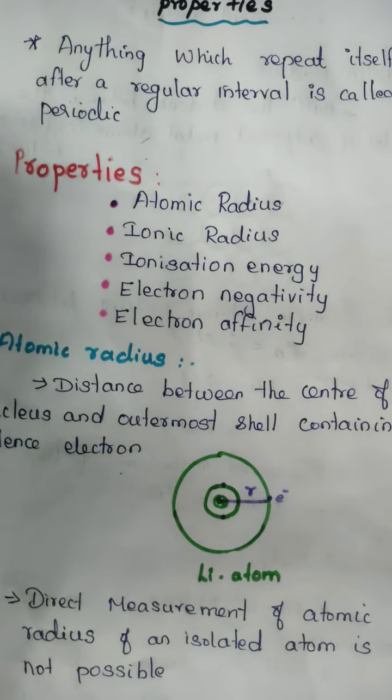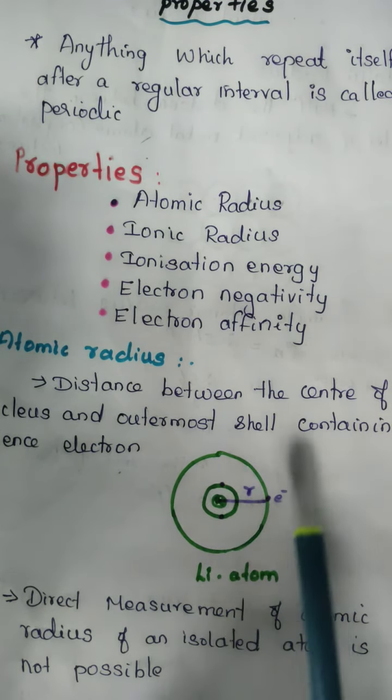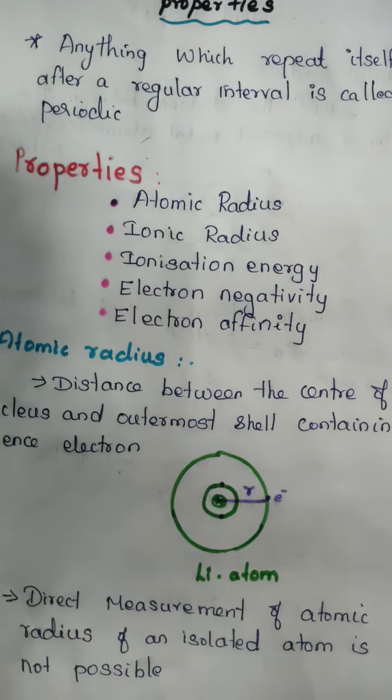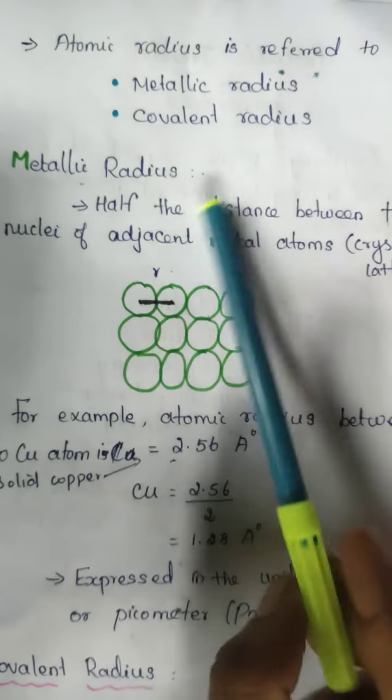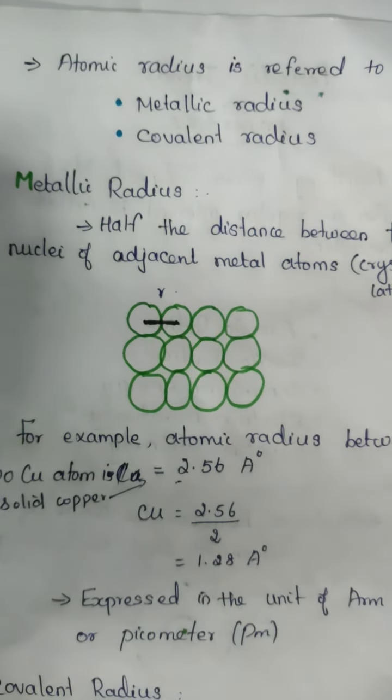But it is not possible to measure the atomic radius of an isolated atom directly, except for noble gases. You cannot measure the radius of lithium in an isolated form. So atomic radius is referred to as metallic radius or covalent radius. Atomic radius is measured in the form of metallic radius as well as covalent radius.